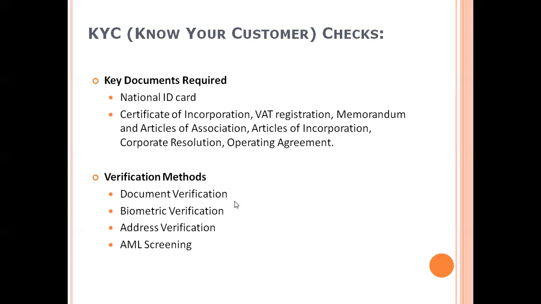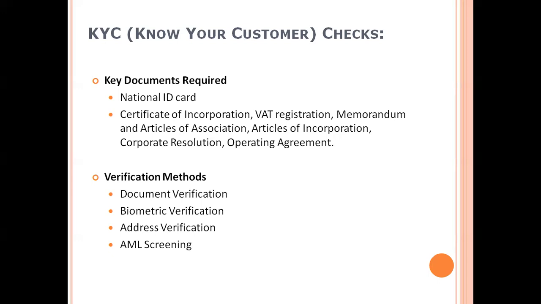Now the verification methods. There are almost 4 to 5 types of verification methods available. The first one we have highlighted here is document verification, which is basically where physical or digital copies of ID proofs and address proofs are examined. Then biometric verification, which can be fingerprints or facial recognition, commonly used in India since we all have our Aadhaar card.